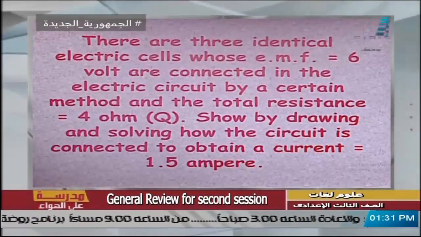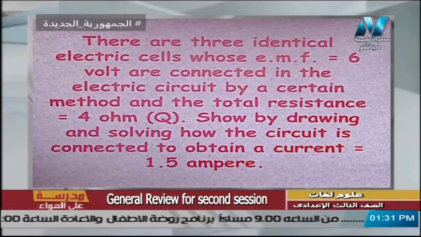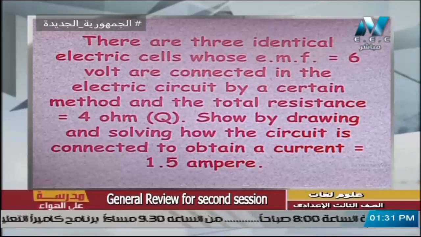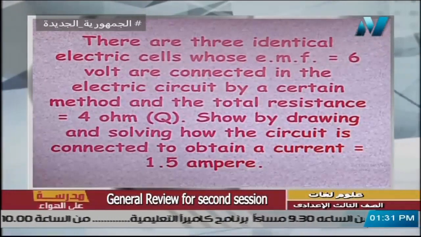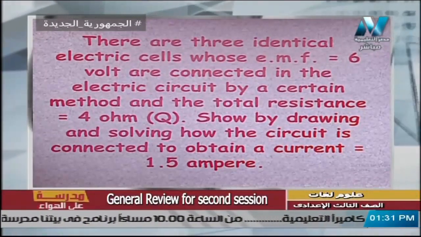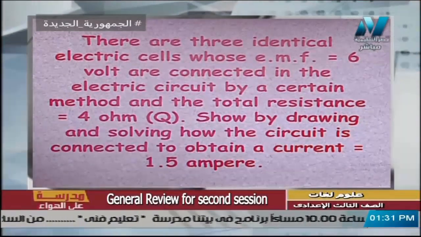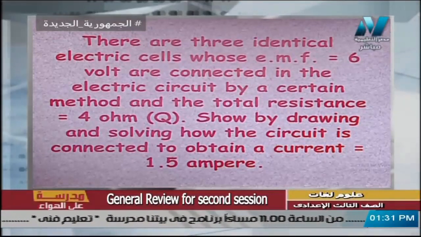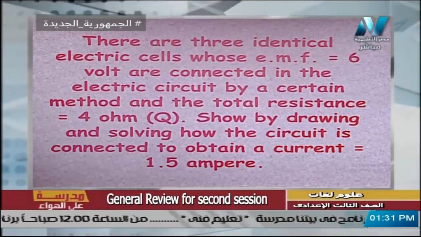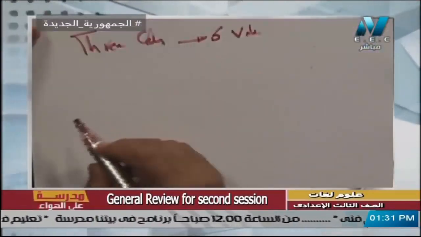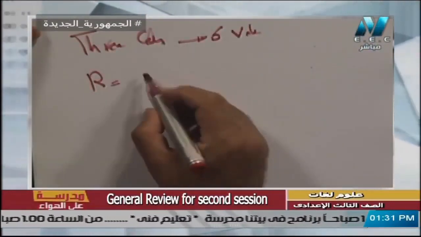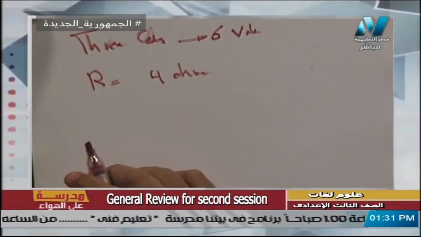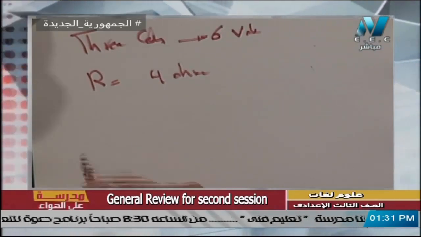There are 3 identical electric cells whose EMF is 6 volt are connected in the electric circuit by a certain method. Total resistance is 4 ohm. Show by drawing and solving how the circuit is connected to obtain a current of 1 ampere. Here it says you have 3 cells. Let's write it on the side so we don't forget. Their EMF is all 6 volt, and the resistance is 4 ohm.